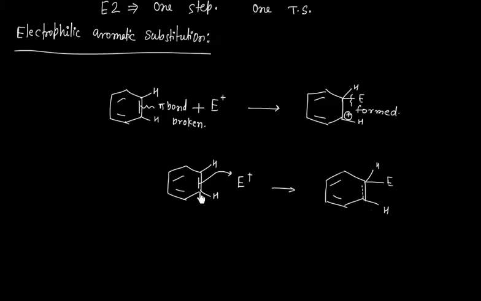Now there is a loss of electron at this carbon, so it will have some plus charge. Electrophile is gaining some electrons, so it will lose positive charge. So it has delta plus charge. So this is the transition state. Electrophilic aromatic substitution also involves two steps. This is the first step.